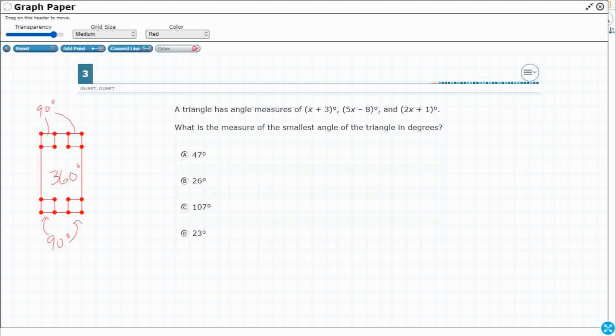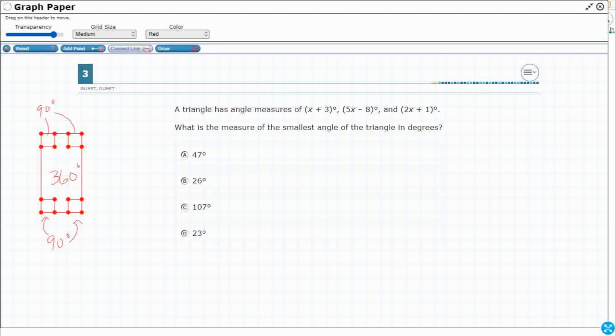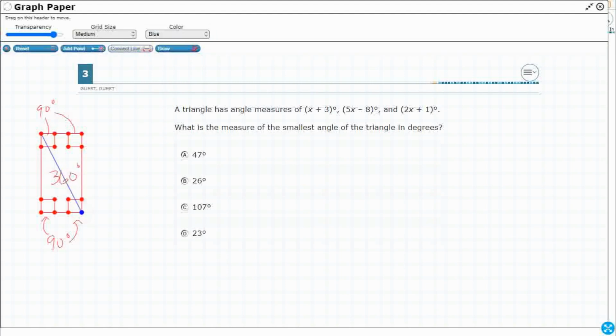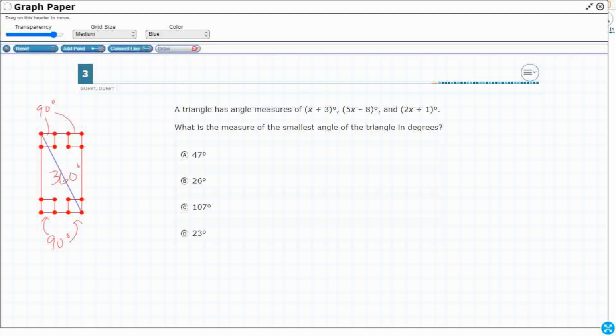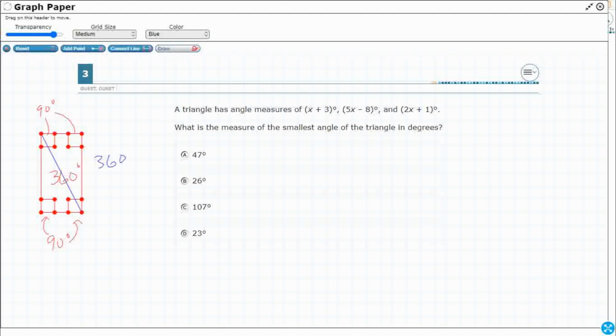I can take any rectangle. Actually, I could take any quadrilateral if I really wanted to. And I can cut it in half with a diagonal. And guess what? I get 2 triangles. So that means I'm going to take my 360. I'm going to cut it in half. Each of those triangles has got 180 degrees. So this is what we know so far. The triangle is worth 180 degrees.